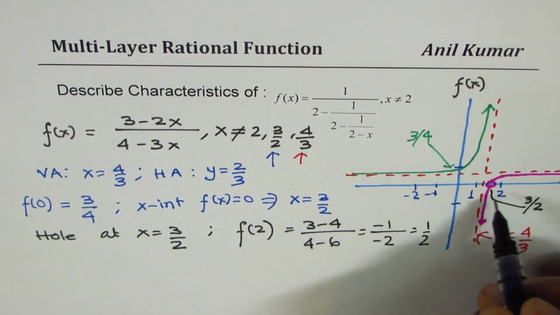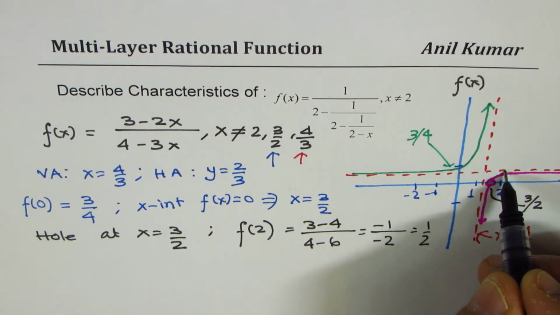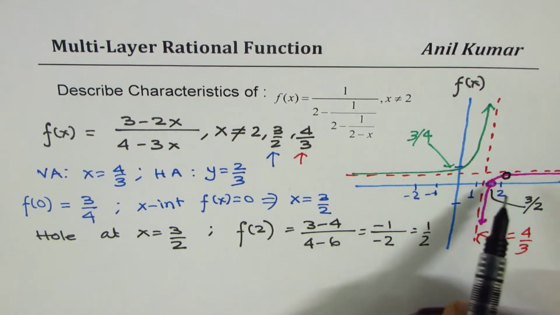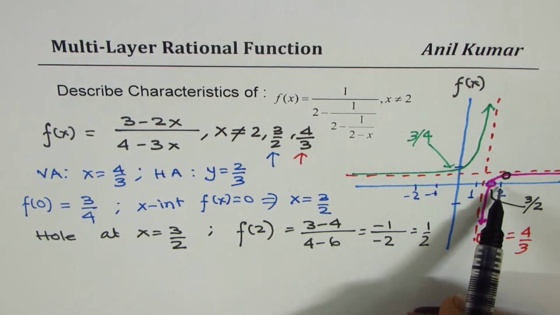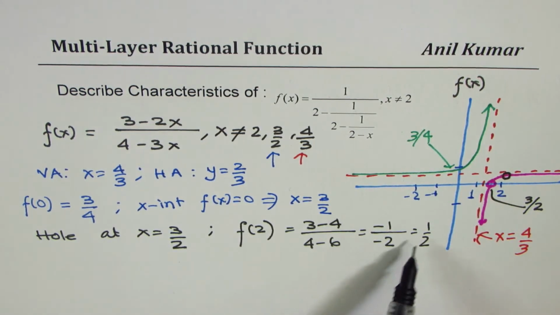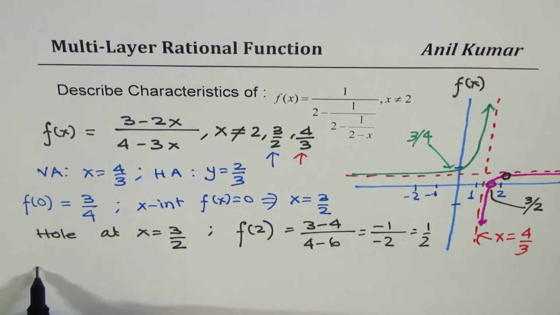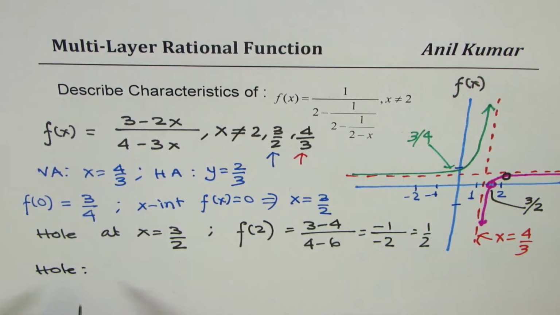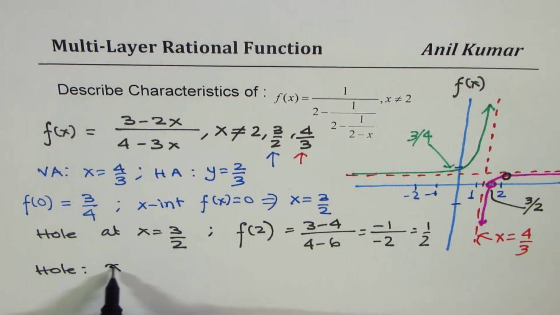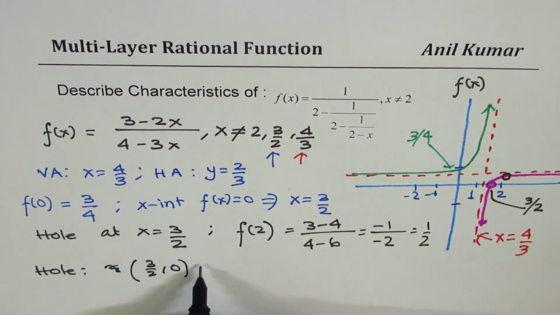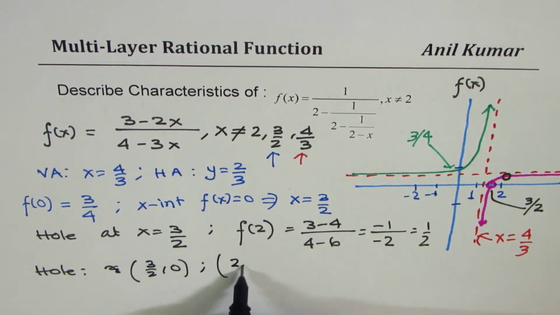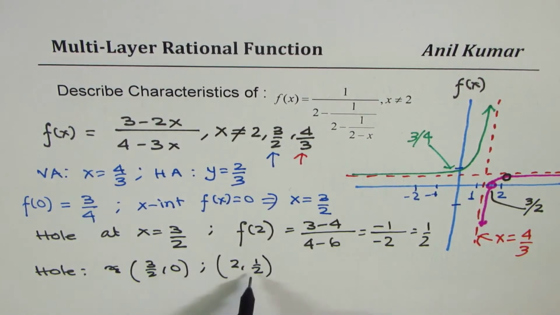So at 2, we have another hole. Perfect. So we have 2 holes here. At 2, that is the value, half, right? So I hope you understand that we have a hole at, we could write this as a coordinate point, 3 over 2, 0, and at 2, half. Perfect. So we have 2 holes.